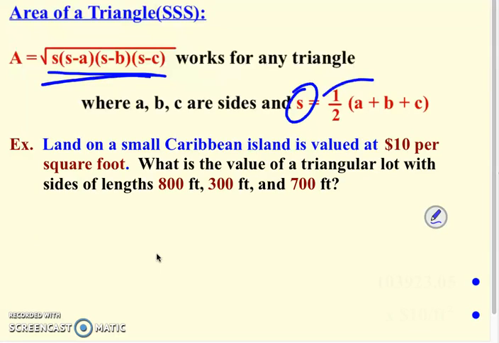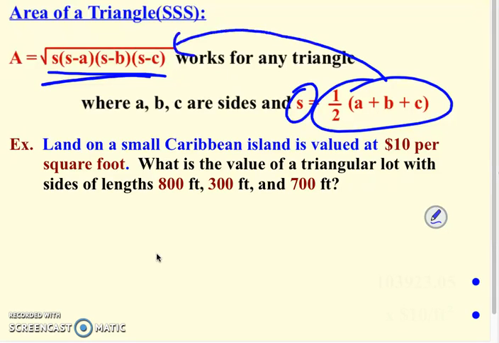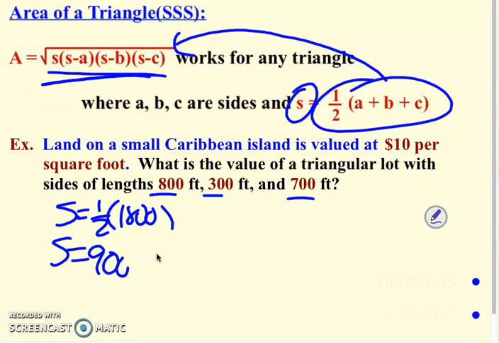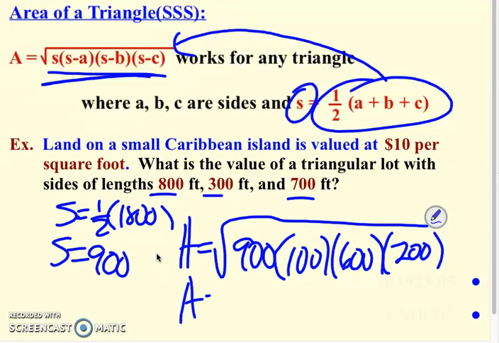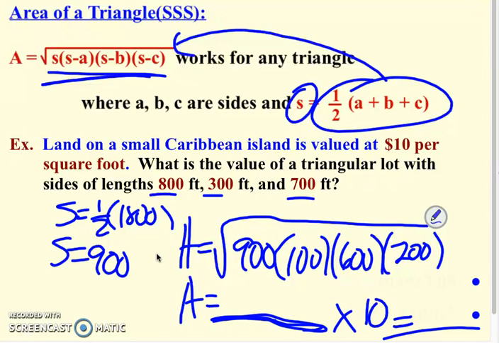which is figure out what the S number is. S is the sum of the three sides. Once you have that, you can go to the formula. So here we have an island with dimensions 800, 300, and 700. So you've got an S that would be 1/2 of 1800. So your S value is 900. Go into the area. And it goes S and then S minus each of the sides. So 900 minus 800, 900 minus 300 and 900 minus 700. Then this one has a price attached to it per square foot, so then you multiply by 10 to get your actual dollar amount.